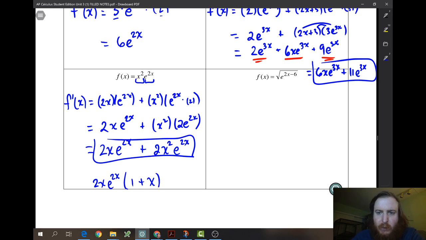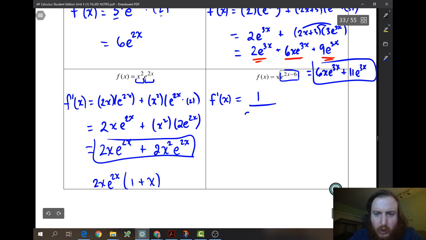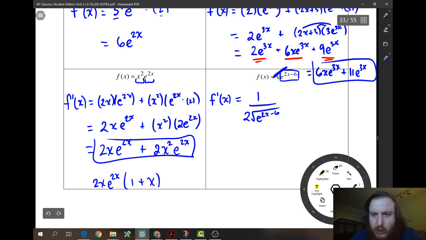Okay, this next problem is a double chain rule. And we see the very outside is the square root. So first I'm going to just isolate this as a square root. What's the derivative of a square root? 1 over 2 square root of that box. So e to the 2x minus 6. Now I'm going to kind of cancel out my square root. And next I have e to the 2x minus 6.